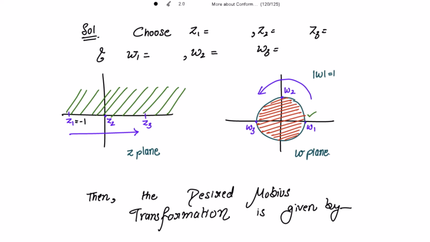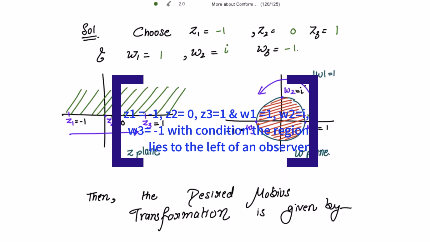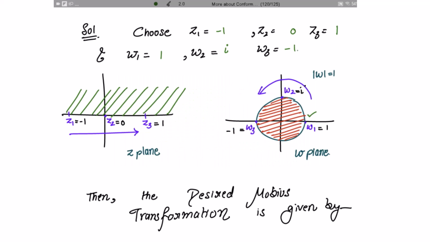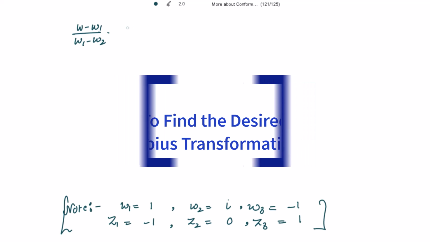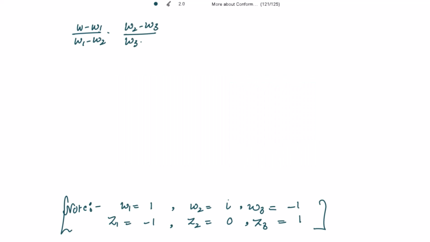So I'm choosing just the simple points. Let's say z1 is -1, z2 is 0, and z3 is +1, right? Likewise, in the w plane, I'm choosing the points w1 to be 1, w2 as i, and w3 as -1. So for these points, with the condition that the region lies to the left of an observer, the desired Mobius transformation is given by (w - w1)/(w1 - w2) multiplied by (w2 - w3)/(w3 - w), and this is equal to (z - z1)/(z1 - z2) multiplied by (z2 - z3)/(z3 - z). The points are already mentioned here in the note, so we have to just put all these points over here now to get the desired Mobius transformation.